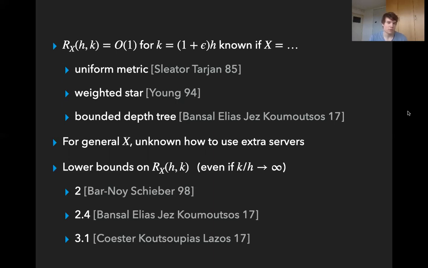However, there are also no real lower bounds known. There are only constant lower bounds. First a lower bound of 2 was shown, which holds even when h is 2 on line metrics for any k. This was then improved to 2.4 and 3.1. So even when k over h goes to infinity, the competitive ratio will not be less than 3.1. But you can see the gap is still between a constant, 3.1, and the upper bound of h or 2h minus 1 in the deterministic case, obtained by simply not using the extra servers.